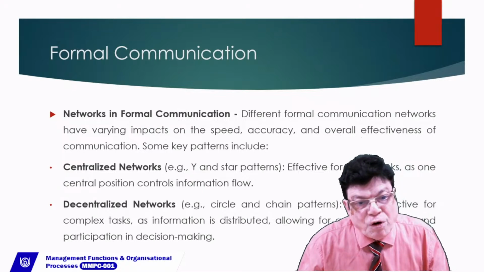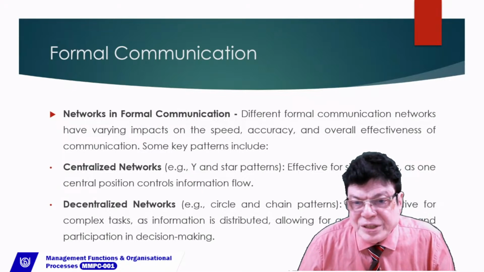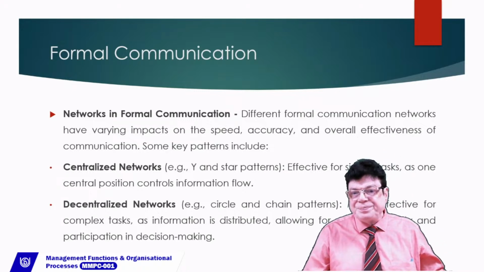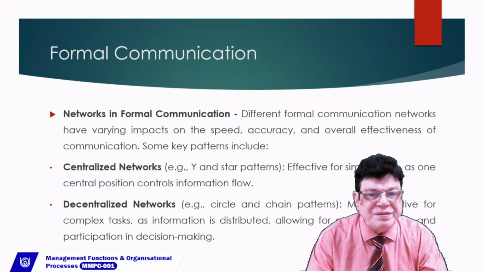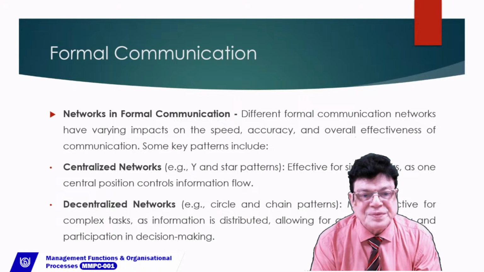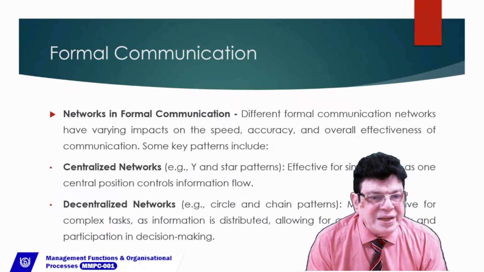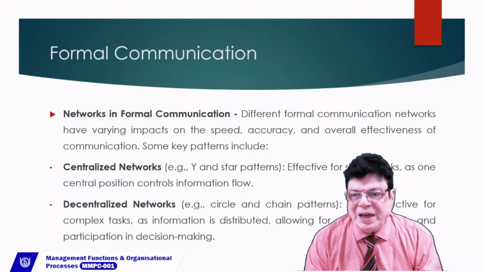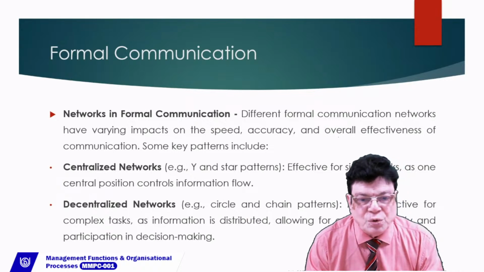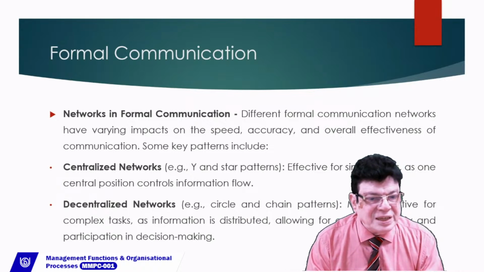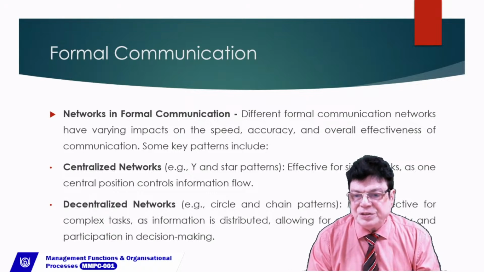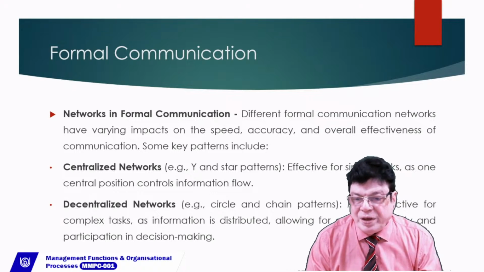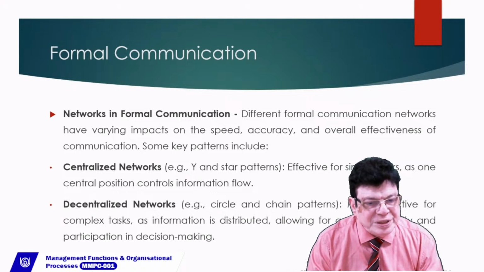Then networks in formal communication. Different formal communication networks have varying impacts on the speed, accuracy, and overall effectiveness of communication. Some key patterns include centralized networks, that is Y and star patterns, effective for simple tasks as one's central position controls information flow. Decentralized networks, that is circle and chain patterns, more effective for complex tasks as information is distributed, allowing for greater flexibility and participation in decision making.